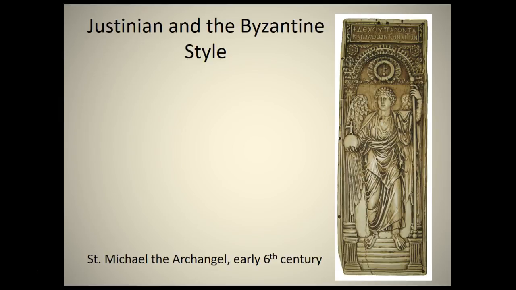Here, St. Michael resembles a Nike figure. The new adaptations include the figure holding an orb surmounted by a cross, again symbolizing the Christian world, in his left hand. The figure is holding a staff that represents authority. The figure is positioned underneath an arch with a wreath above, symbolizing victory. So there are some classical elements.